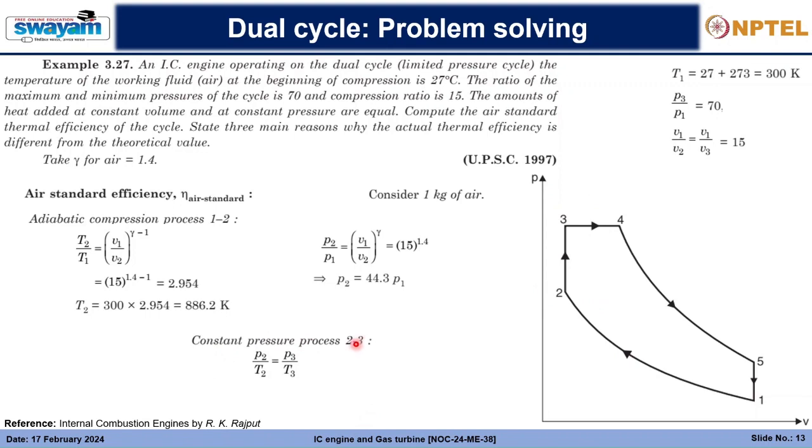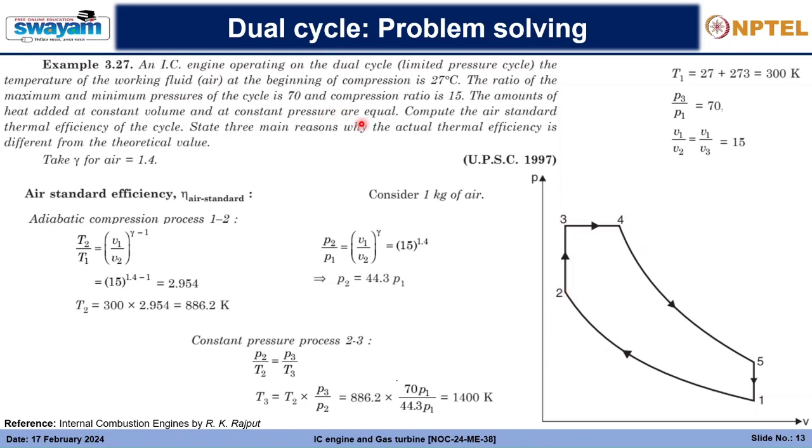For the constant volume process 2 to 3, we know P2 by T2 equals P3 by T3. Then T3 equals T2 into P3 by P2. Now we substitute the value of P2 in terms of P1, and we get the exact ratio, because we are given P3 by P1 is 70. Simply plugging in the values, we get T3 to be 1400 Kelvin. T3 is 1400 Kelvin, and T2 we know.